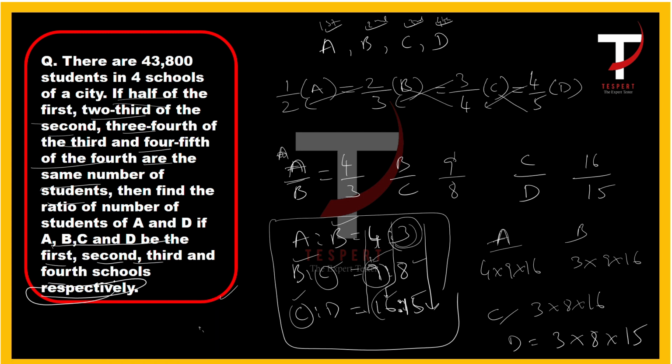So we need to find out the ratio of number of students of A and D. So A is to D is equal to, what is 4 into 9 into 16? 576. 576 is to, what is the value of D? 3 into 8 into 15, which is equal to 360. So simplify this, we will get A is to D as 8 is to 5.